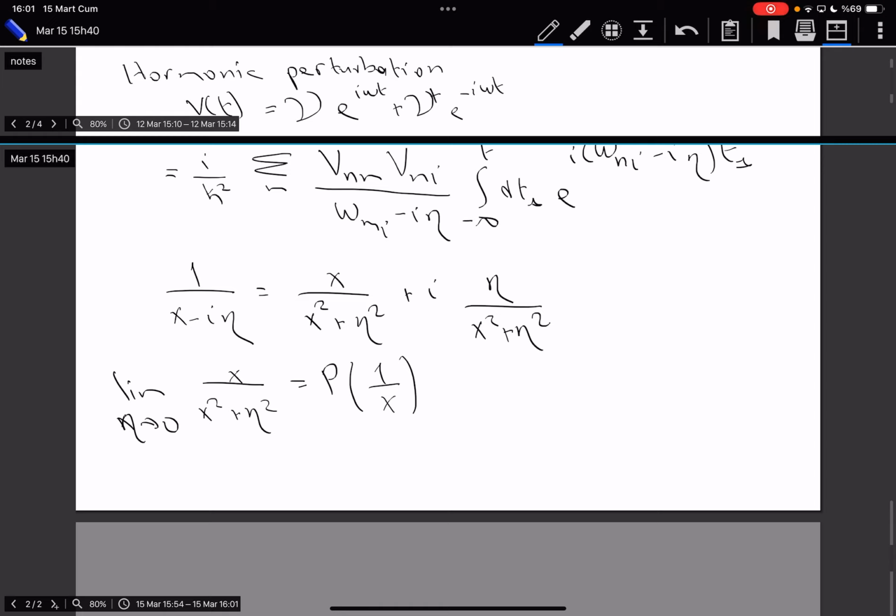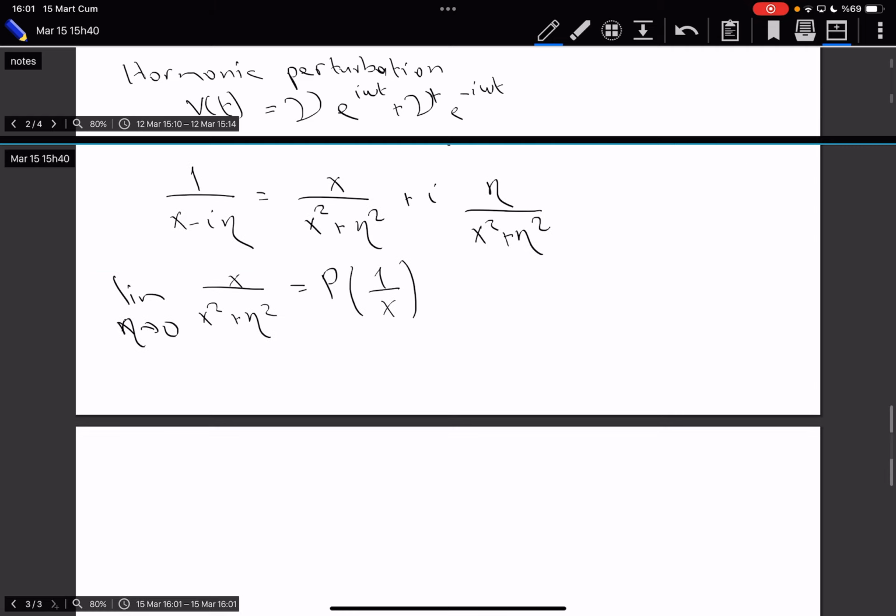Well, it's obvious over here, because if you set x equal to 0 on the left-hand side first, and then take the limit, the left-hand side is 0 when x is equal to 0. Only when x is not equal to 0 does the left-hand side become the ordinary 1 over x. That is kind of the definition of the principal value of 1 over x.